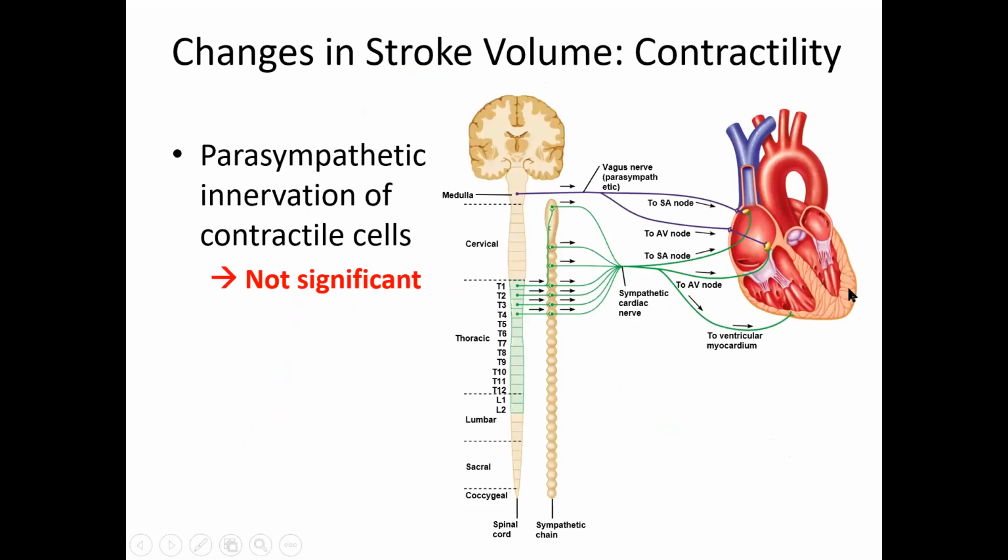And then again, I want to point out, very, very important here, there is no parasympathetic influence to the contractile cells. It's not significant. In fact, we completely ignore it. There's no significant parasympathetic influence to how hard those contractile cells work.